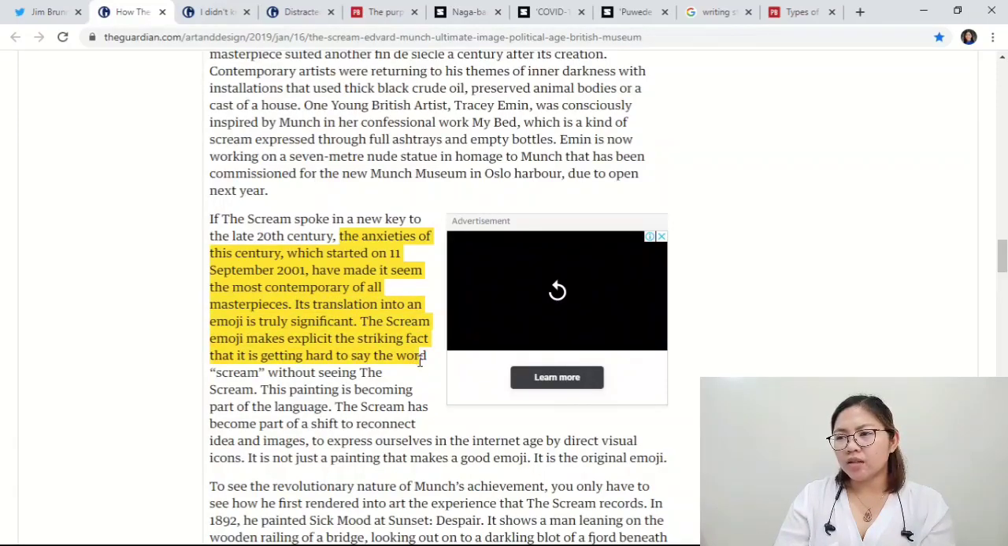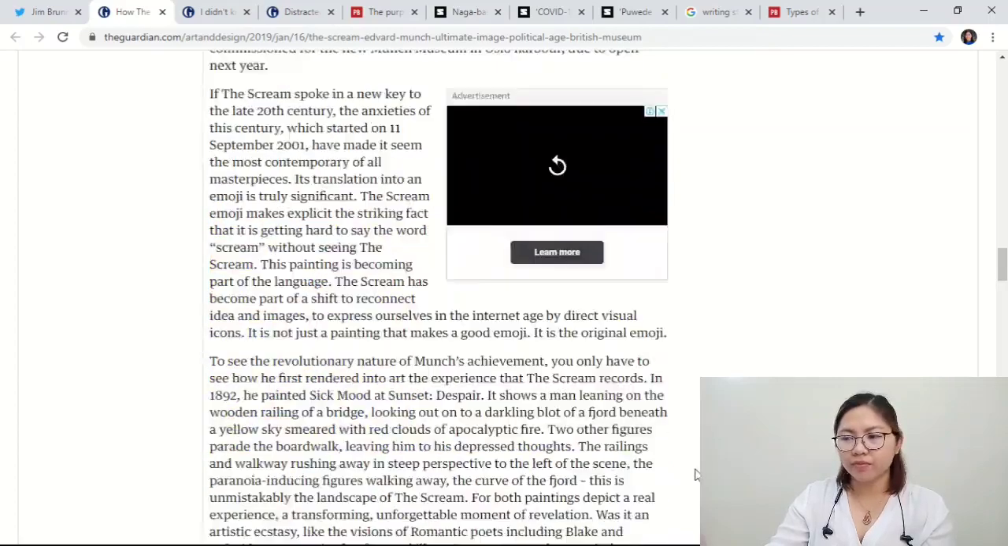And he says that the Scream emoji makes explicit the striking fact that it is getting hard to say the word scream without seeing the Scream. This painting is becoming part of the language. The Scream has become part of a shift to reconnect idea and images, to express ourselves in the internet age by direct visual icons. It is not just a painting that makes a good emoji. It is the original emoji.